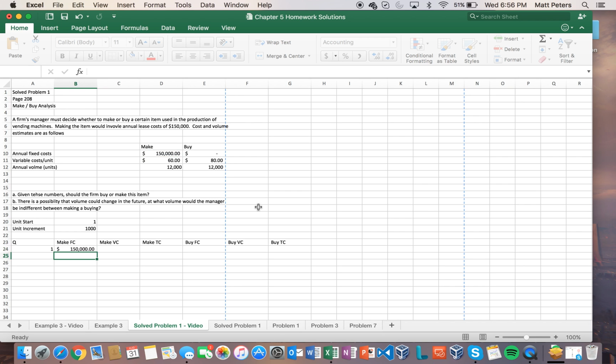So function F4. Our make variable cost is then Q times this, 60. Our make total cost is then our fixed cost plus our variable cost. Our buy fixed cost is always here, which is 0. Our buy variable cost is Q times this cell, using F4 to fix it. And then our buy total cost is fixed cost plus variable cost.